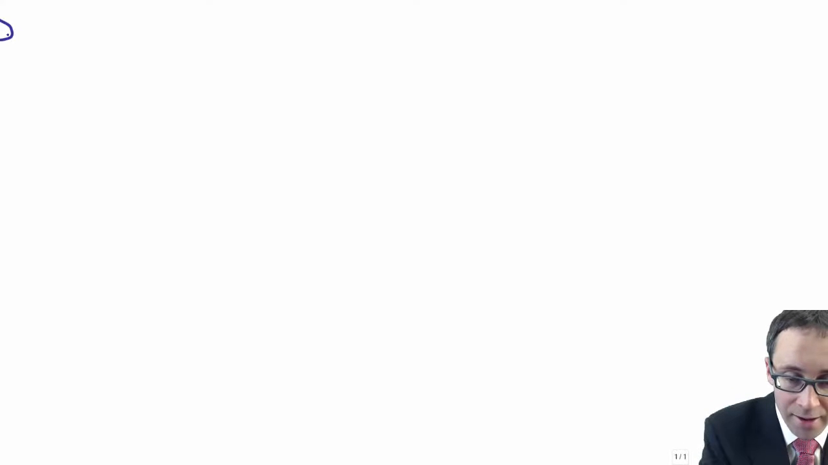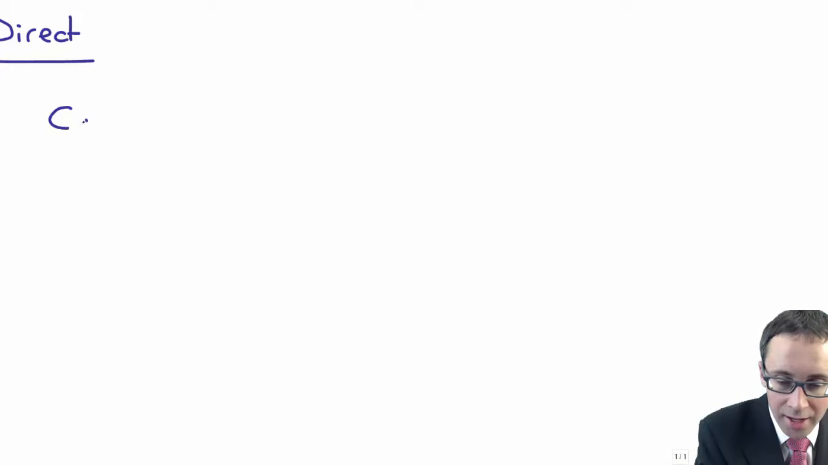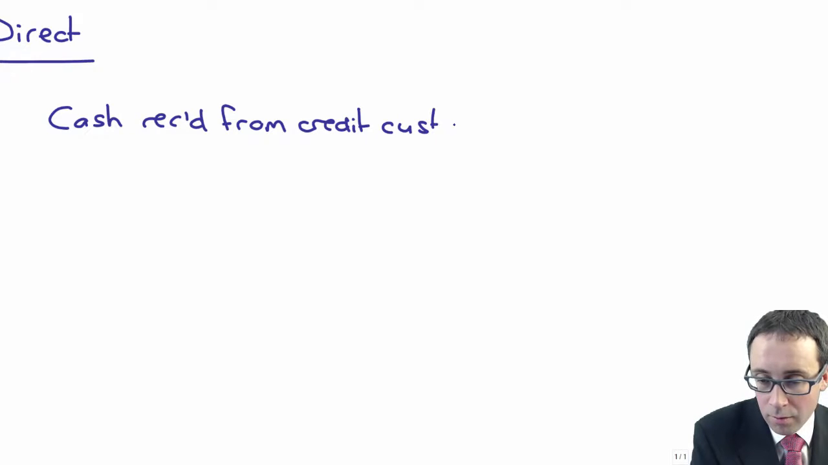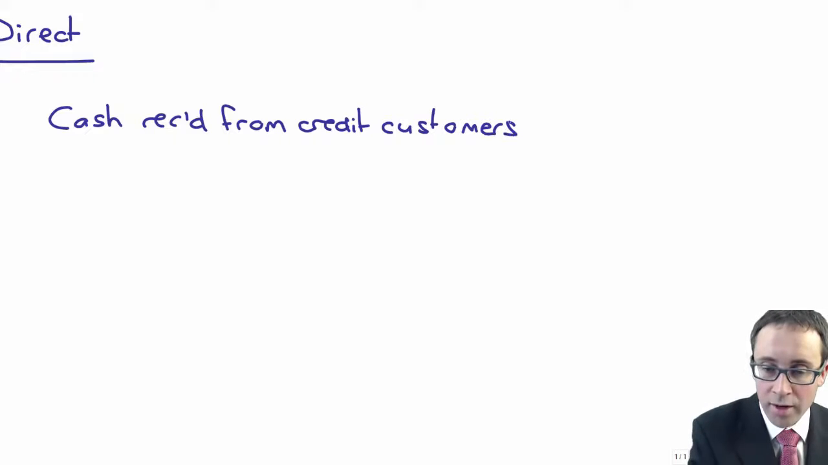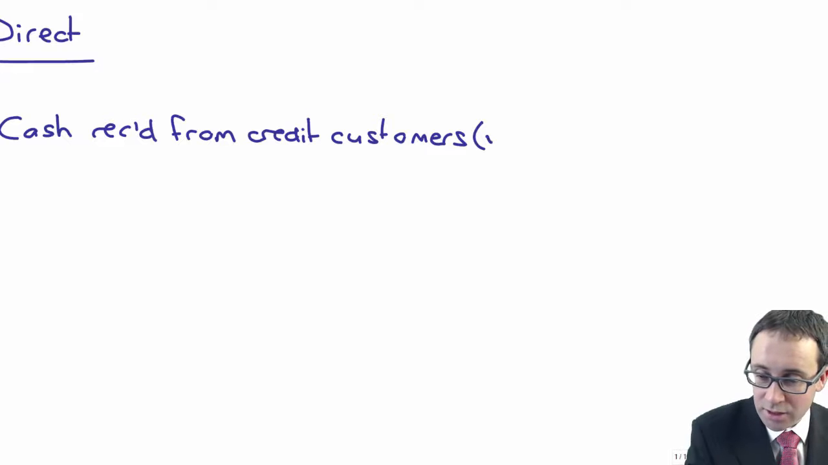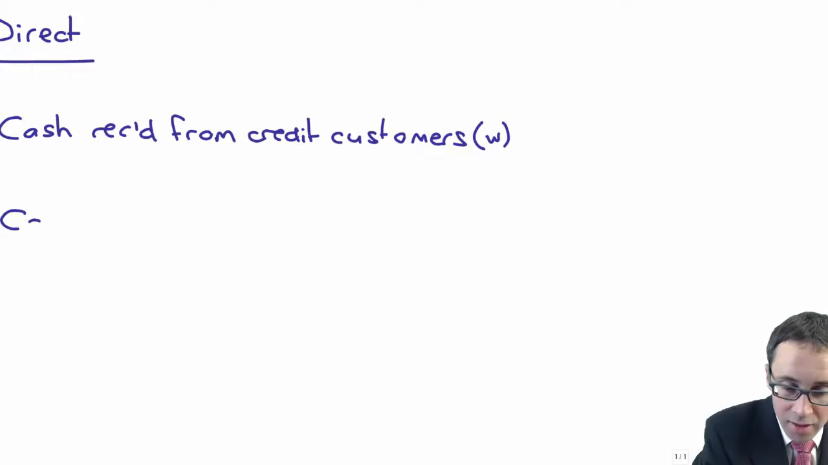So if we're looking at things based upon the direct method, first of all we will need to look at the cash that we've received from our credit customers. There is no cash from cash sales, so we'll do that as a working. You've then got your cash paid.